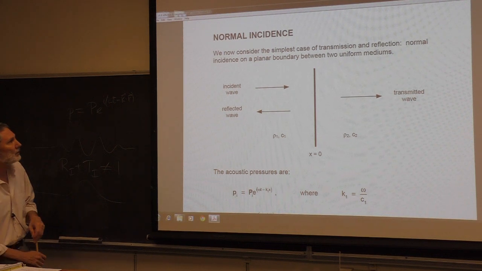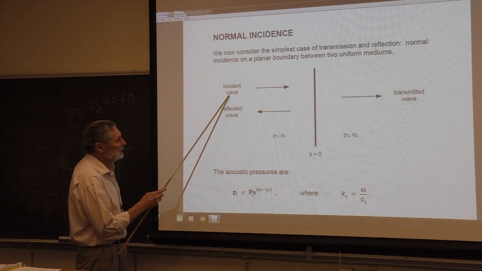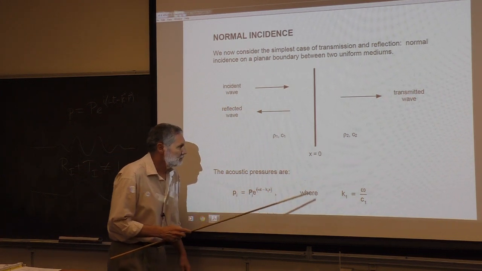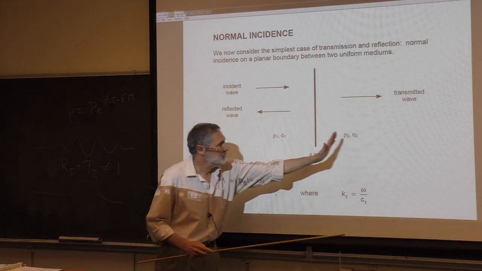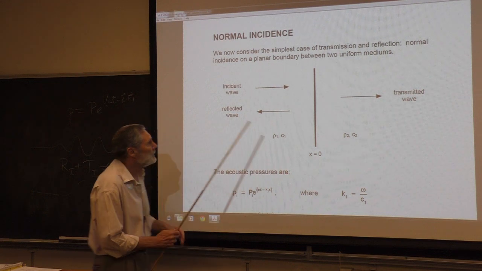Okay, so here's the problem. Well, I didn't have to go back there, I guess. So here it is. We've got an incident wave in medium 1. We'll naturally call the interface x equals 0. Everything is only a function of x. Nothing's a function of y and z here.